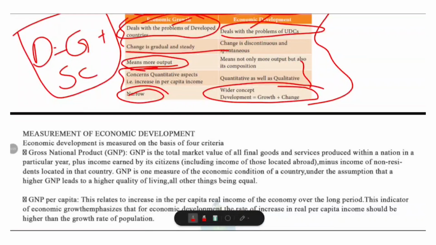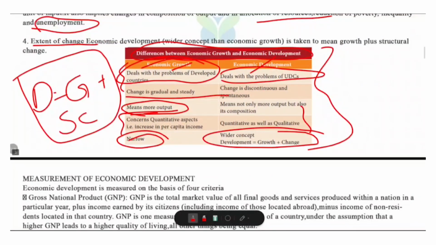Okay. So economic growth simply means an increase in the output or income of a country. It is quantitative in nature, gradual in process and mostly relevant to developed countries that already have strong structures. On the other hand, economic development is a much broader concept. It includes growth but goes beyond it. Development involves qualitative changes like better education, reduction of poverty, inequality, unemployment and major structural transformations. It's more relevant to underdeveloped or developing countries trying to improve living standards.